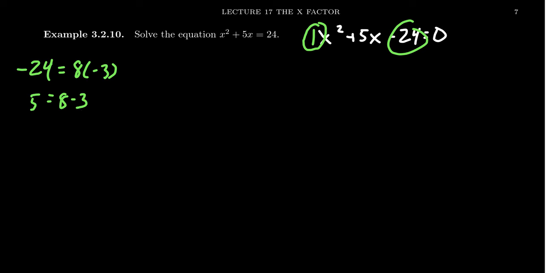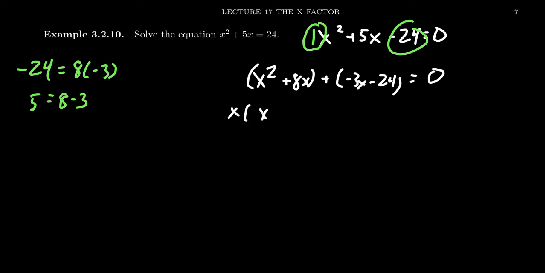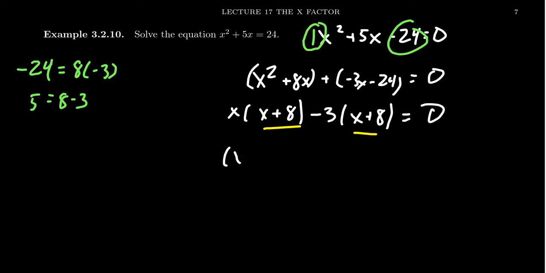So we're going to break up our magic pair. That is, we're going to break up 5 into the magic pair, 8 and negative 3. We get x squared plus 8x, and then for the next group, negative 3x minus 24. Factor out GCDs. In the first group, the only thing we can take out is an x, which leaves behind x plus 8. And then in the second group, if the first coefficient is negative, always take out a negative, so you take out a negative 3, which leaves behind x plus 8. You're going to see that the x plus 8s match up because we do in fact have a magic pair.